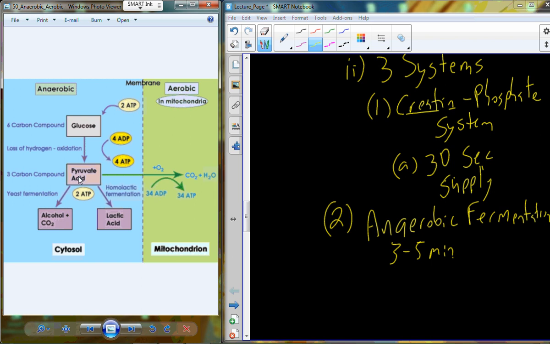We want to continually remove the pyruvate, because then the glucose can continually be pushed to pyruvic acid and we get our four ATPs. The way we do that when we don't have enough oxygen is we kick it over to this molecule called lactic acid. Okay? Lactic acid, you probably have experienced lactic acid before. It's associated with that burning feeling, sprinting, or heavy exercise.